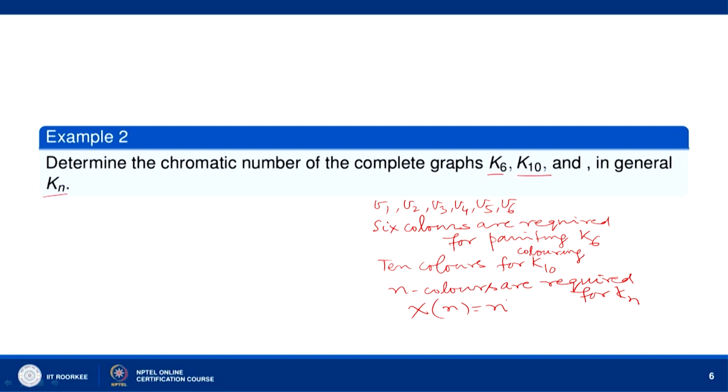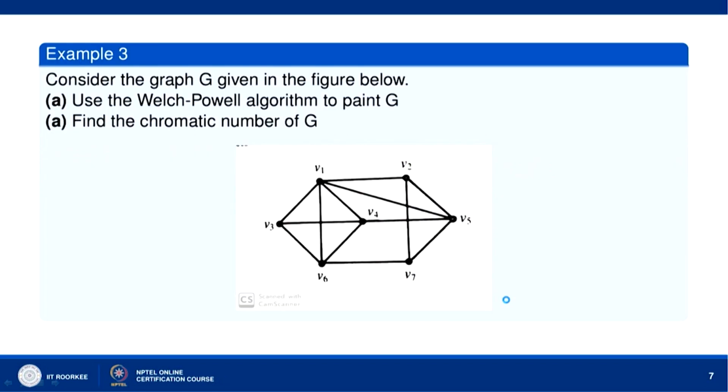We cannot color this graph with less than n colors. Now, let us consider this graph. Here we again use the Welsh-Powell algorithm to paint this graph, and we shall find the chromatic number of G. So, there are how many vertices? 7 vertices. Let us find the degree of B1.